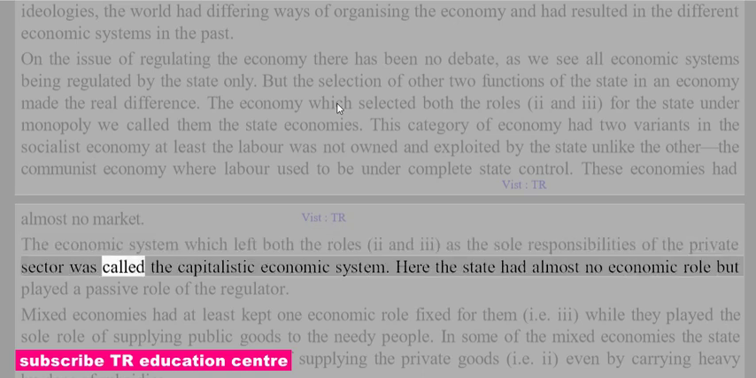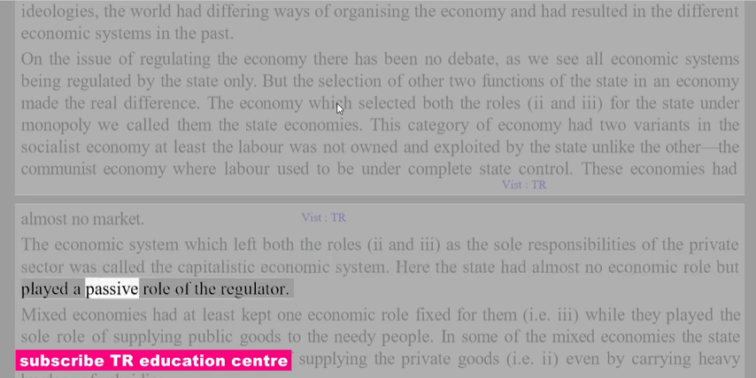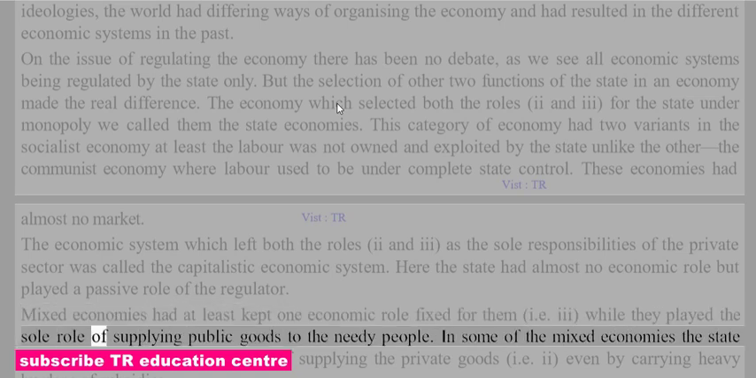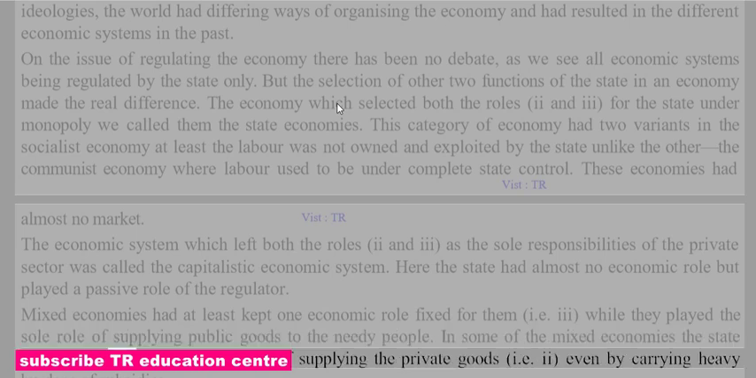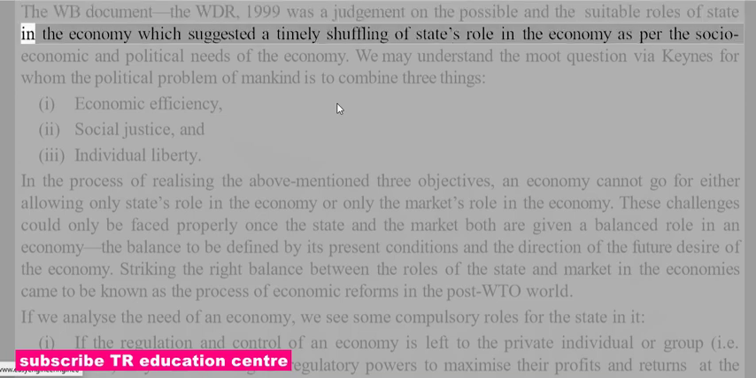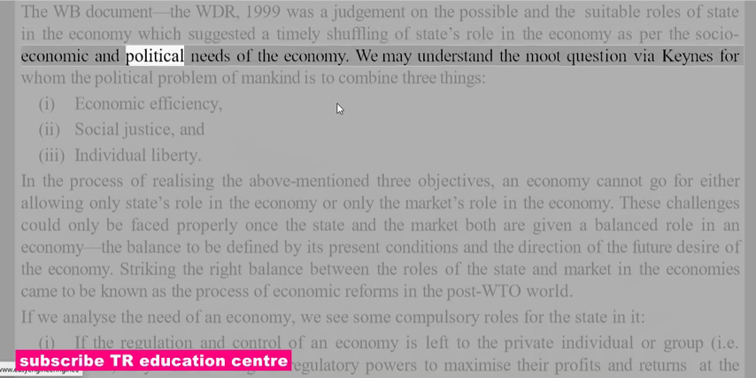The economic system which left both the roles, 2 and 3, as the sole responsibilities of the private sector was called the capitalistic economic system. Here the state had almost no economic role but played a passive role of the regulator. Mixed economies had at least kept one economic role fixed for them, i.e. 3, while they played the sole role of supplying public goods to the needy people. In some of the mixed economies the state went on to take some of the roles of supplying the private goods, i.e. 2, even by carrying heavy burdens of subsidies. The WB document, the WDR 1999, was a judgment on the possible and the suitable roles of the state in the economy, which suggested a timely shuffling of the state's role in the economy as per the socio-economic and political needs of the economy.